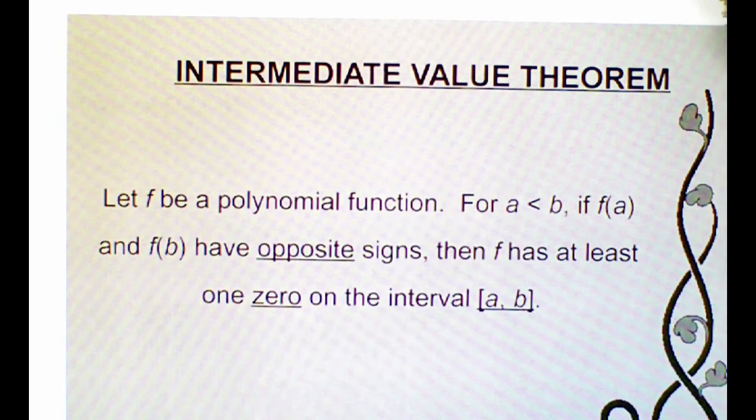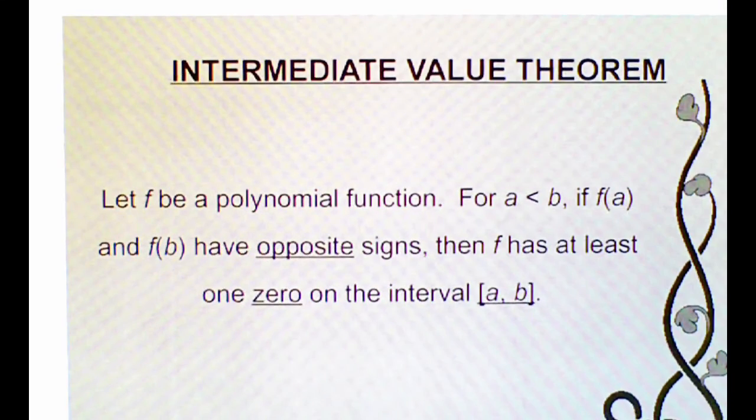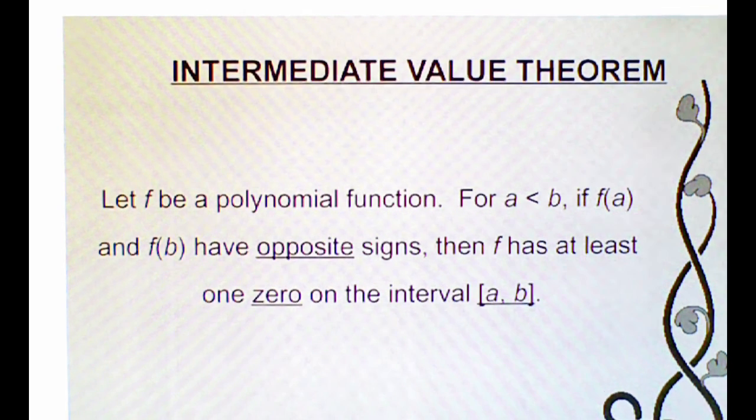All right, let's talk about intermediate value theorem. So if f is a polynomial function and a is less than b, if f of a and f of b have opposite signs, then f has at least one zero in the interval a to b. So basically, if f of a is positive and f of b is negative, we had to cross the x-axis in between them. Or vice versa, if f of a is negative and f of b is positive, again, we had to cross the x-axis.